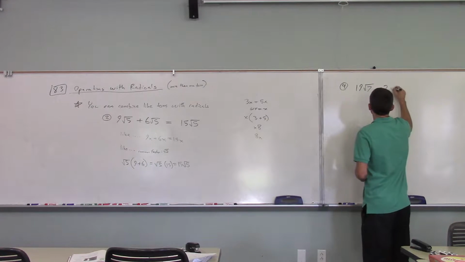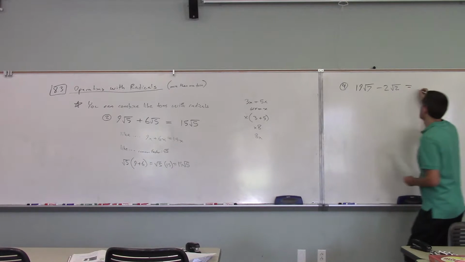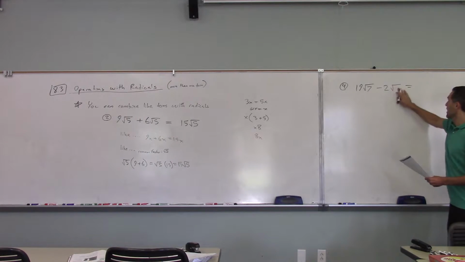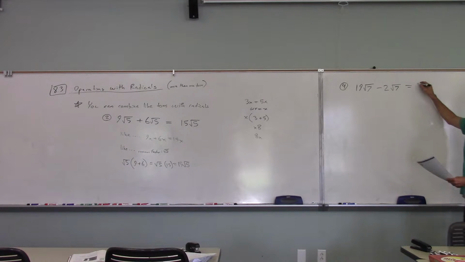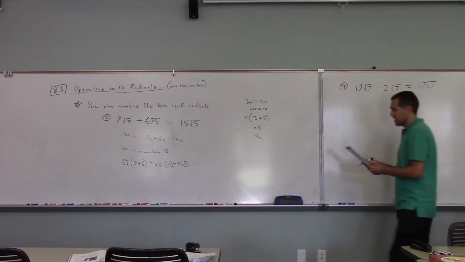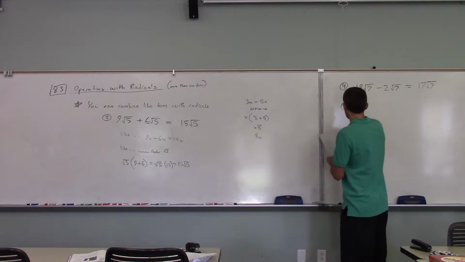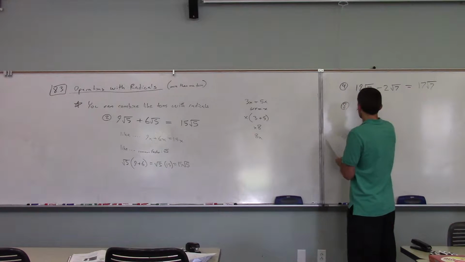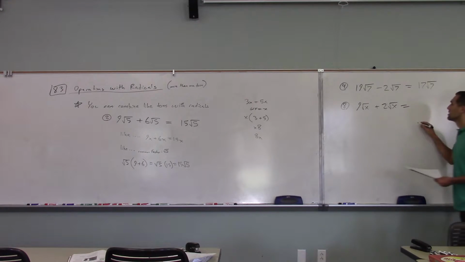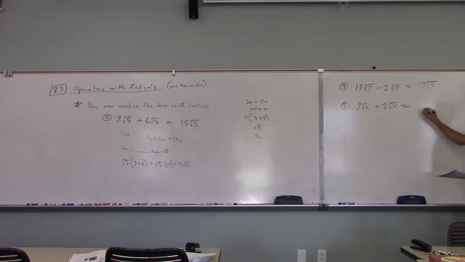19 root 7 minus 2 root 7. What's that? 17. Well, I said root 7, I wrote root 2. 17 square root 7. Yeah, there we go. Like terms, we can combine them. Okay? What about 9 root x plus 2 root x? There we go. 11 root x.